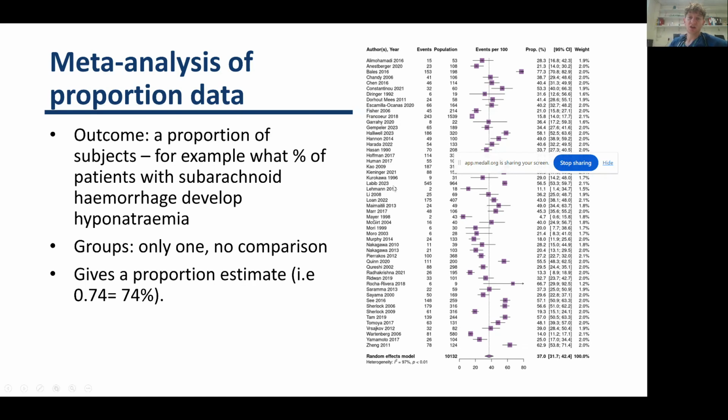So you can do a meta-analysis of proportions, which will just give you a specific percent. It won't give you an odds ratio, which I'll talk about, it will give you just a percentage. You can see at the bottom right-hand corner of the screen, this just says 37%, and it gives you a confidence interval, which we'll go through.